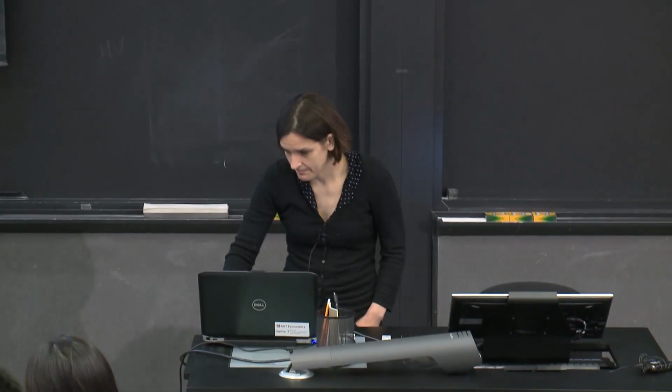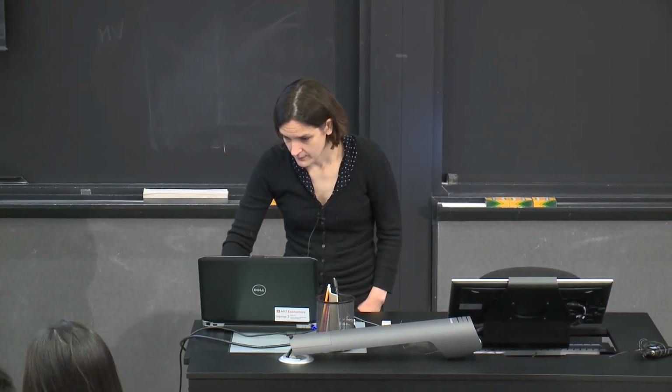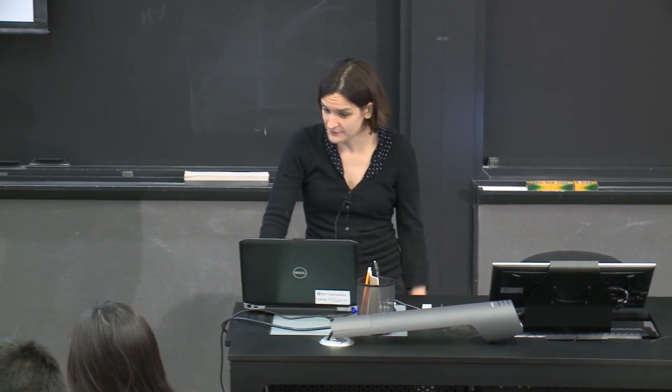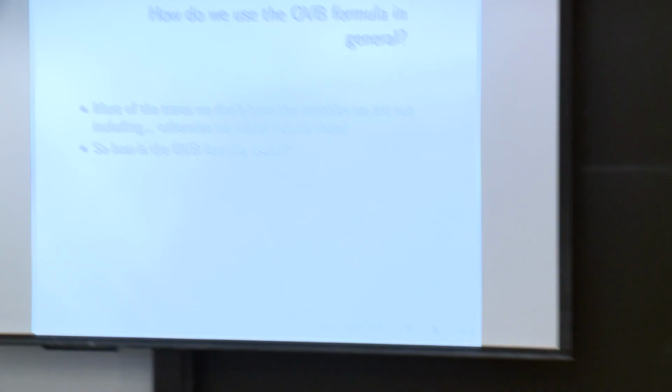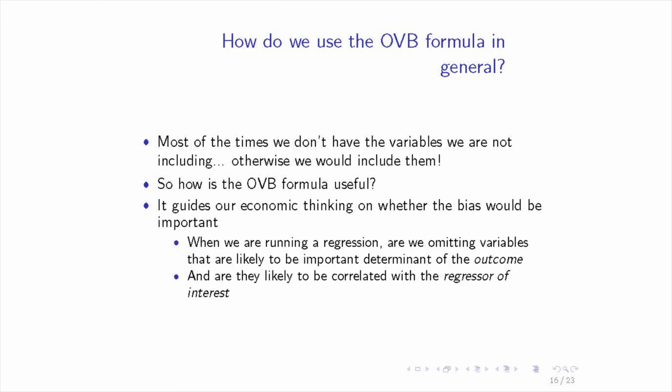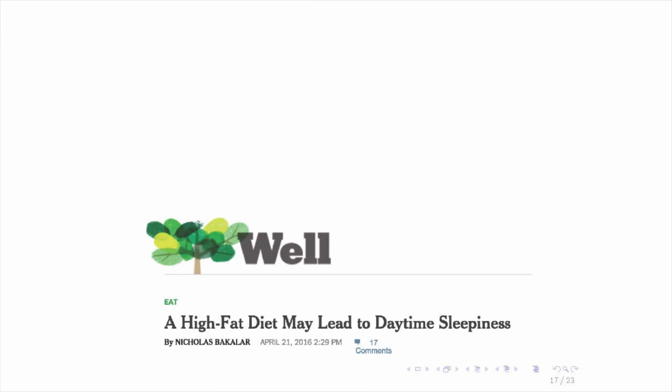So, how do we use the omitted variable bias in general? Most of the time we don't have these variables, otherwise we would include them in the first place. So why is the omitted variable formula useful? It's useful because it guides our economic thinking on whether the bias should be important or not. When we're thinking that we're omitting something, is it something that we should worry about or not? Are we omitting variables that are important determinants of the outcome, and are they likely to be correlated with the regressor of interest?